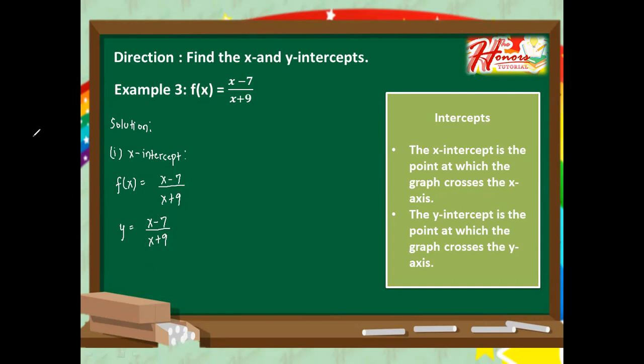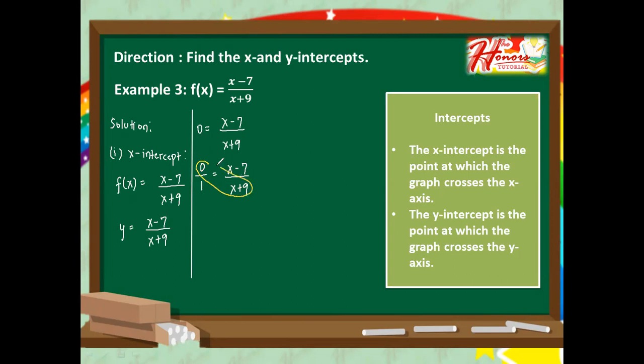So it will become 0 equals x minus 7 over x plus 9. Since 0 is a whole number, for you not to be confused, let's change it into a fraction. So it will become 0 over 1 is equal to x minus 7 over x plus 9. And then after that, let's do cross multiplication.